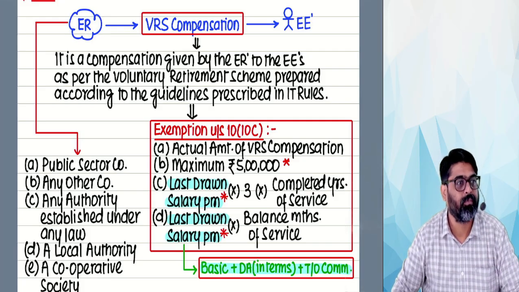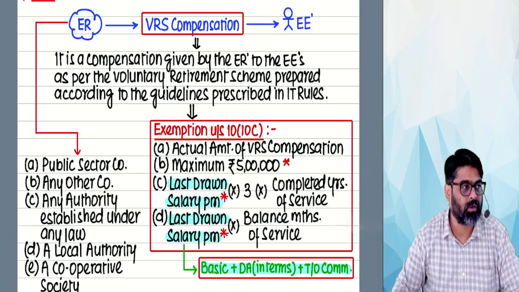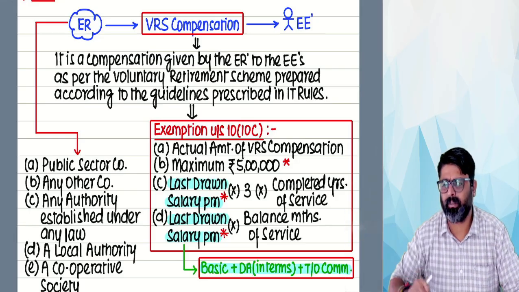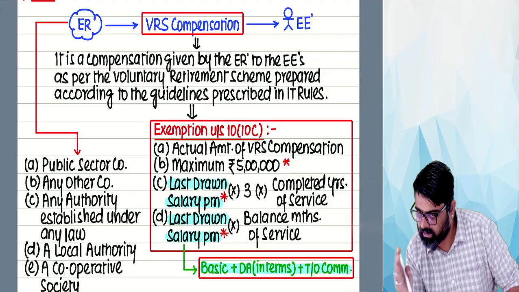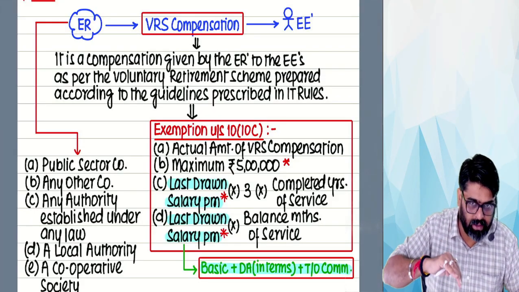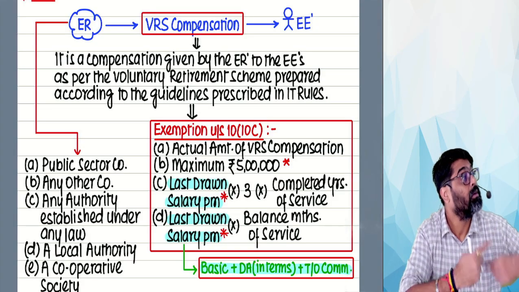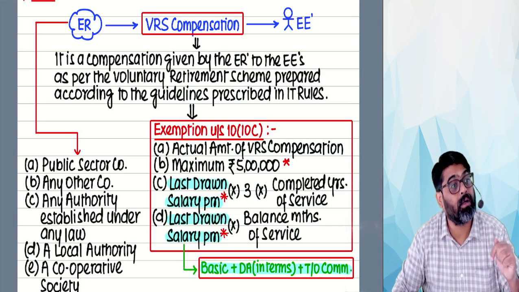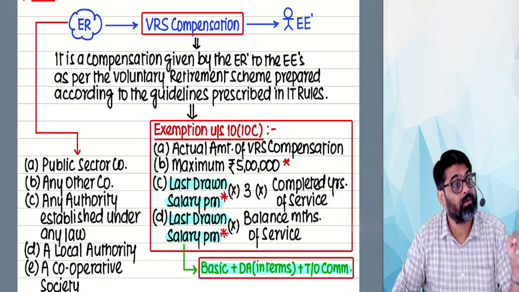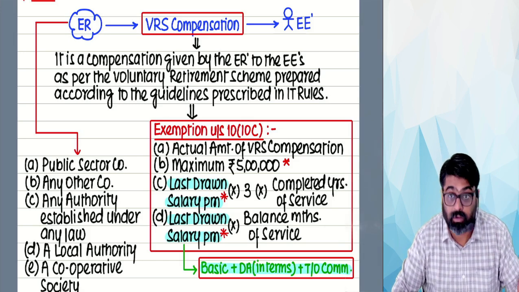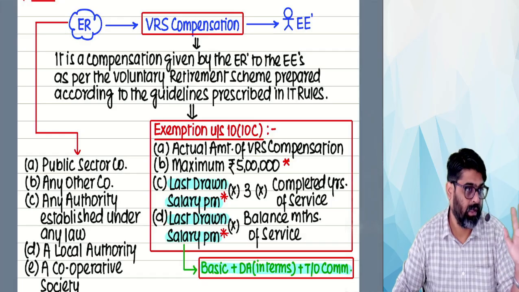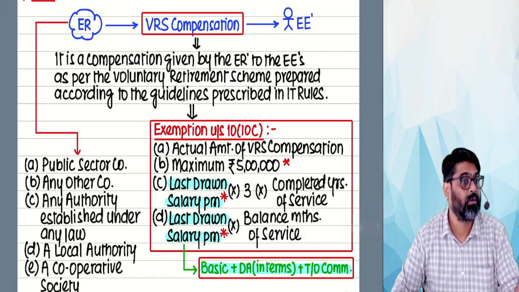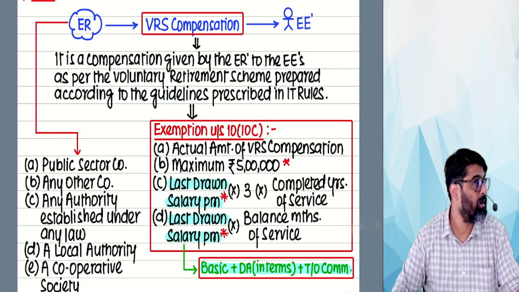If he has completed 25 years of service, 5 years are still remaining, but he is taking voluntary retirement right now. By now, he has served for 25 years. How many completed years? 25. For each completed year, 3 times the last drawn salary should be given as VRS compensation. Say the last drawn salary was 1 lakh. 3 times that is 3 lakhs. 3 lakhs into 25, 75 lakhs.